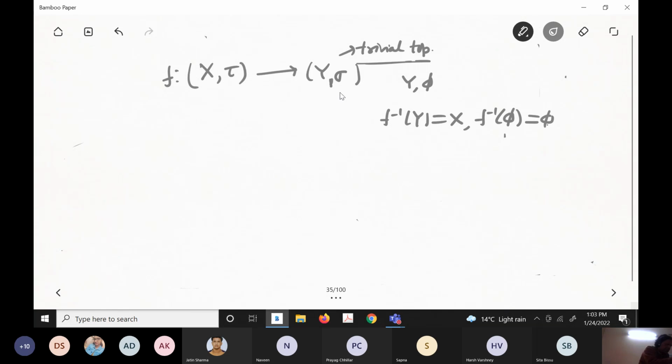So here the question will be what? The strongest topology. Does there exist the strongest topology?